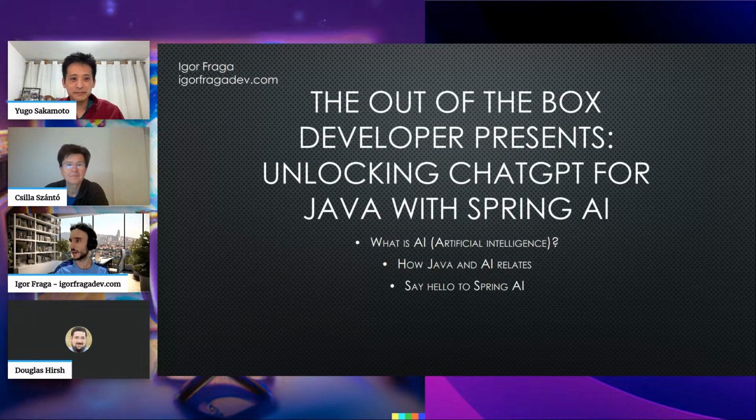Here we have the out-of-the-box developer presentation: Unlocking ChatGPT for Java with Spring AI. Guys, just a quick introduction about what AI is, how Java and AI relate, and say hello to Spring AI. Then we move on to the hands-on stuff and see that in code.